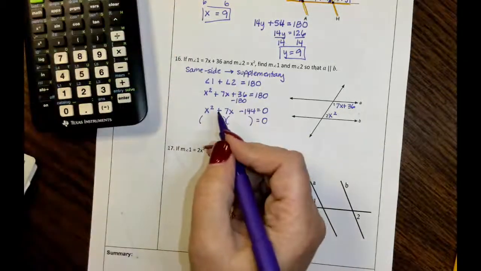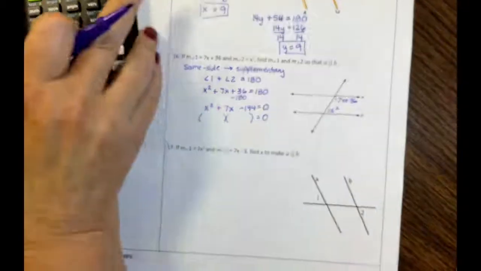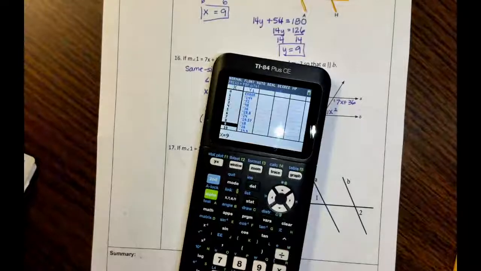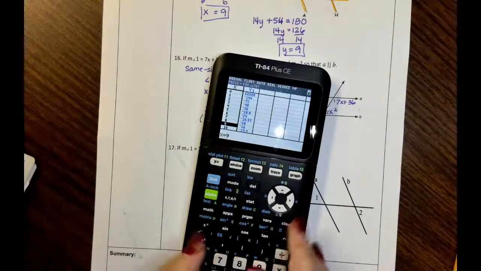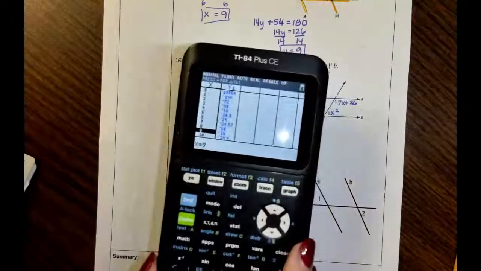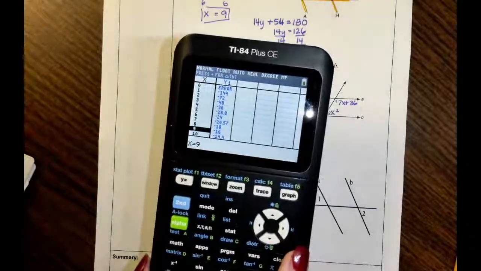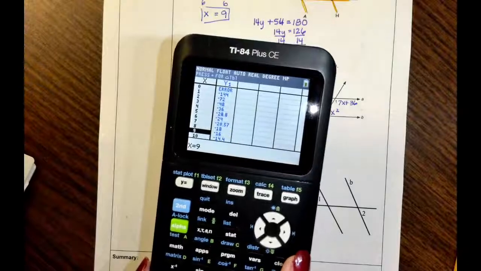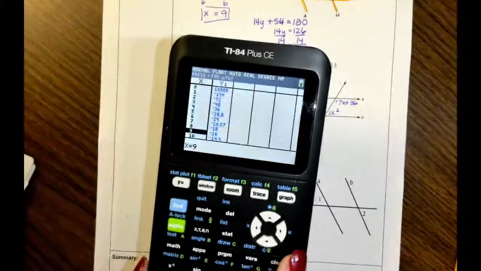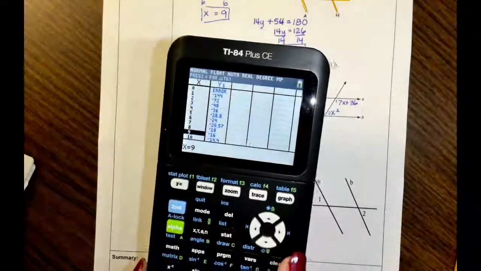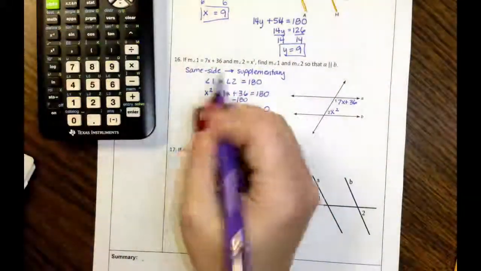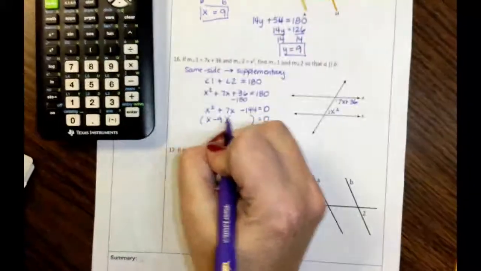You have all these numbers. These are all the factors of things that multiply together to give you 144. You can see that right there. All of those multiply together to give you 144, but you can see that the 9 and the 16 add together to give you 7. Now I need it to be a positive 7, so I'm going to use minus 9. So x minus 9 and x plus 16.